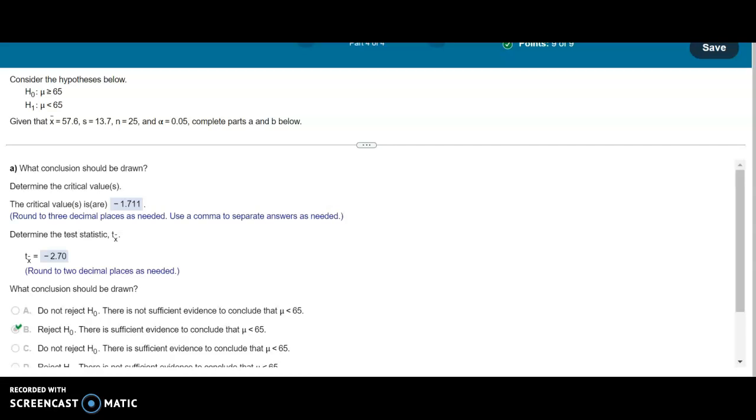Okay, in question 2, we're looking at the hypothesis, and we're given the hypothesis, and we're given the sample mean, the sample standard deviation. So since we're not given the population standard deviation, that's when we know to use the t distribution. We see that n is equal to 25 and alpha is equal to 0.05. So the first thing that it wants us to do is determine the critical value.